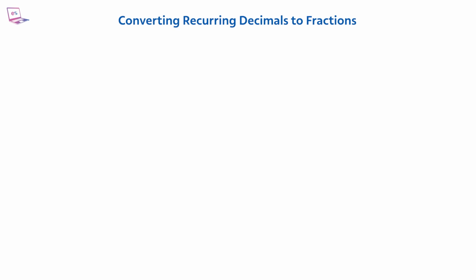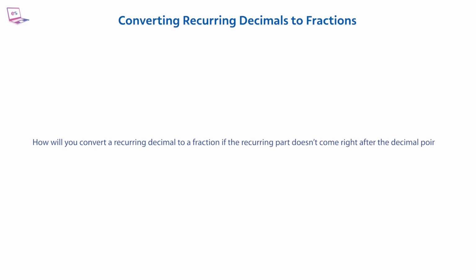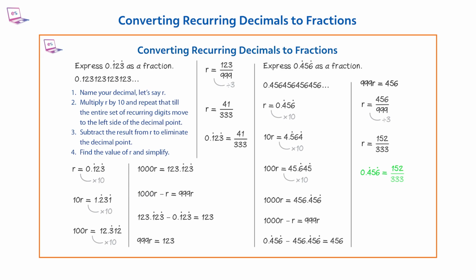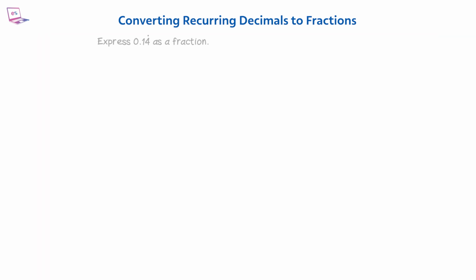Converting recurring decimals to fractions. How will you convert a recurring decimal to a fraction if the recurring part doesn't come right after the decimal point? We have to follow a slightly different method from the earlier examples. Express 0.14 recurring as a fraction.